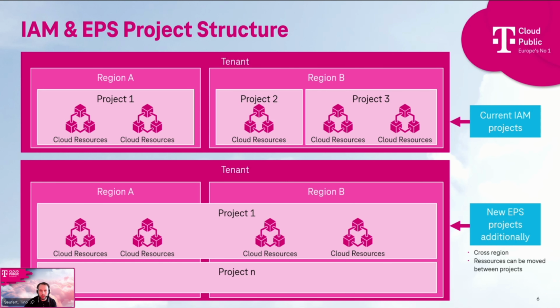What we now introduce with EPS are basically cross-region or multi-region projects, meaning, like you see in the picture, when you create a project, it is independent from the region, and you can place resources directly inside the project, independently of the region, and you can also move resources between projects. That's basically the main use case of the service, or the main difference from Identity and Access Management.